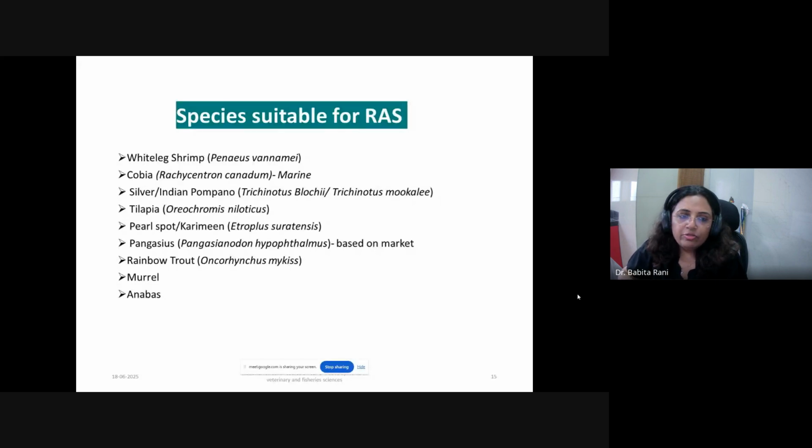We can see marine species, of course, Pompano and others; there is opportunity we can do, but the cost investment is high in the case of any of the marine species, and we need that seed supply also. These are some of the challenges if we want to expand RAS technology.